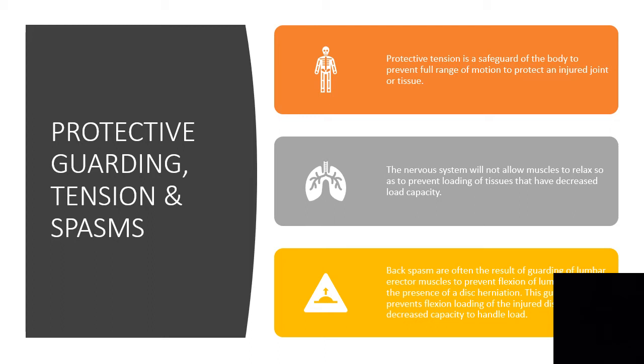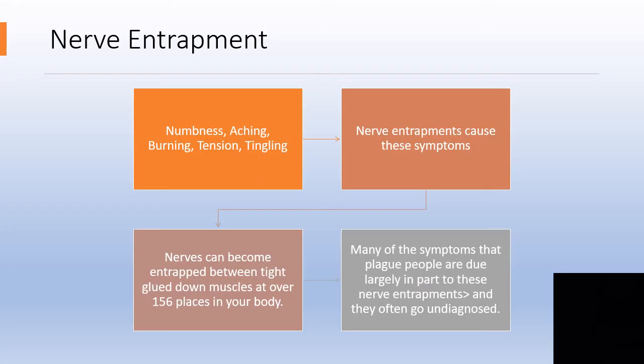So real quick, talking about protective guarding, tension, and spasms. Protective guarding, as I said earlier, is a safeguard of the body to prevent full range of motion to protect an injured joint or tissue. Most commonly, we see this in acute back and neck spasms, typically due to an injury of the disc. The nervous system will not allow the muscles to relax so as to prevent loading of the tissues that have decreased load capacity. And then down the bottom, again, back spasms, one of the most common things that we see in terms of protective tension.